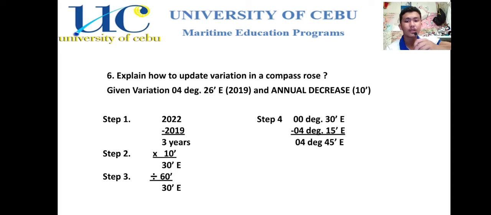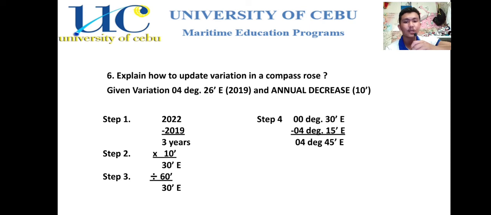Explain how to update variation in a compass rose, given that the variation is 04 degrees and 26 minutes east in 2019, and the annual decrease is 10 minutes. So step 1: 2022, which is now, minus the given variation year 2019, is equal to 3 years, and multiply by 10 minutes is equal to 30 minutes east. Then divided by 60 minutes, which is constant, it is equal to 30 minutes east.